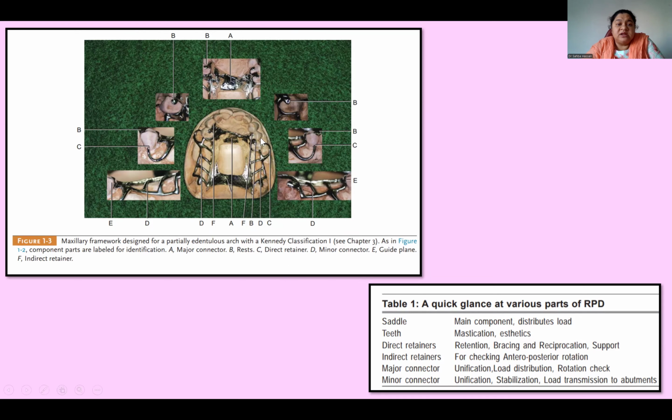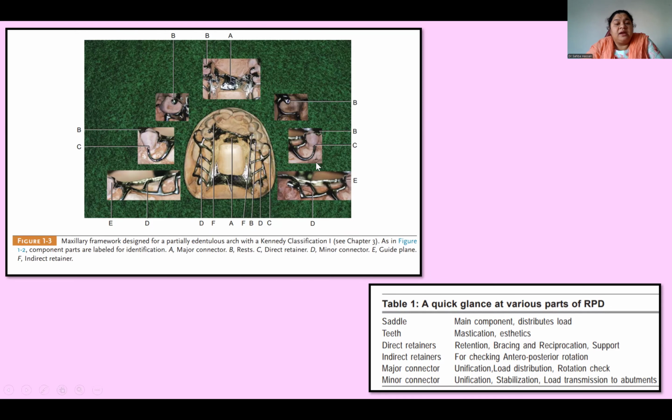C is the direct retainer, which is the clasp. Why do we give a clasp? So that whatever your prosthesis, whatever the denture is, it is stable. Okay, we need support. We need the tooth abutment support to place the removable partial denture.